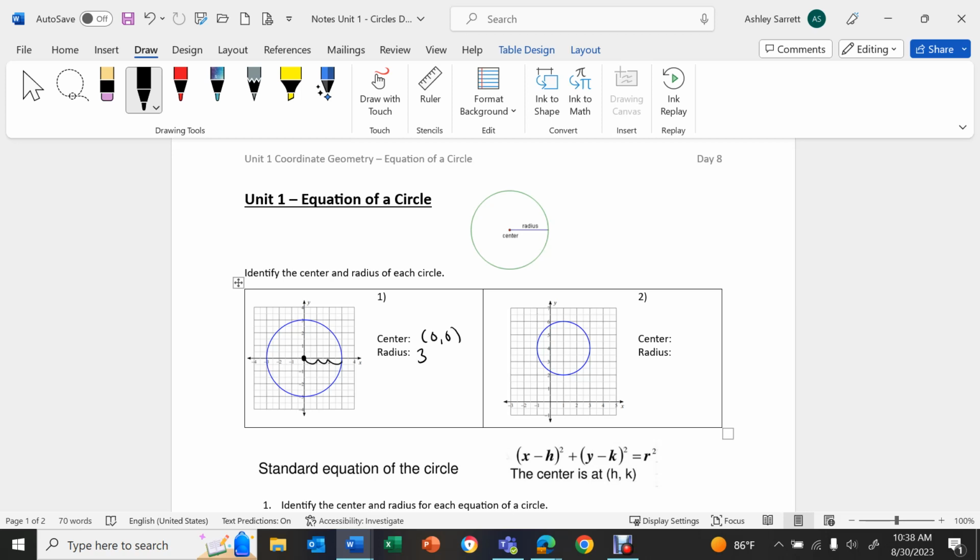All right, this circle has a center right here, and that is at +1, +4. Now this circle's radius is 1, 2 units long. All right, pause and make sure you have that written down.